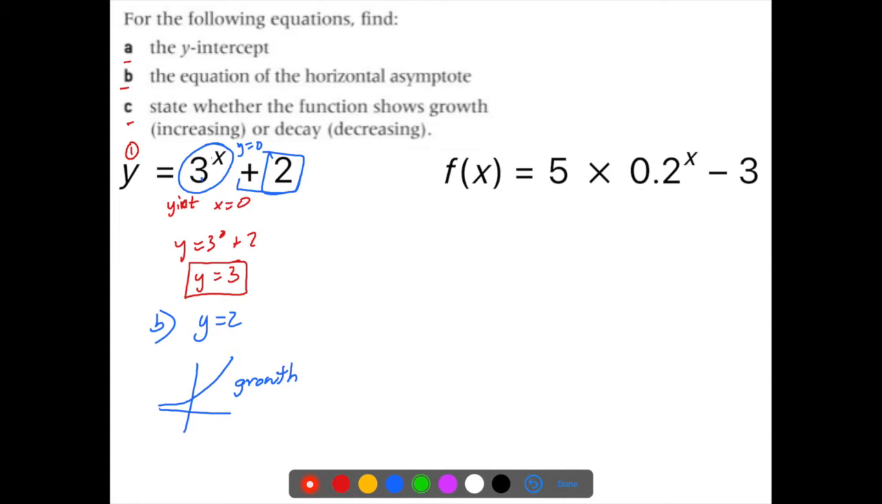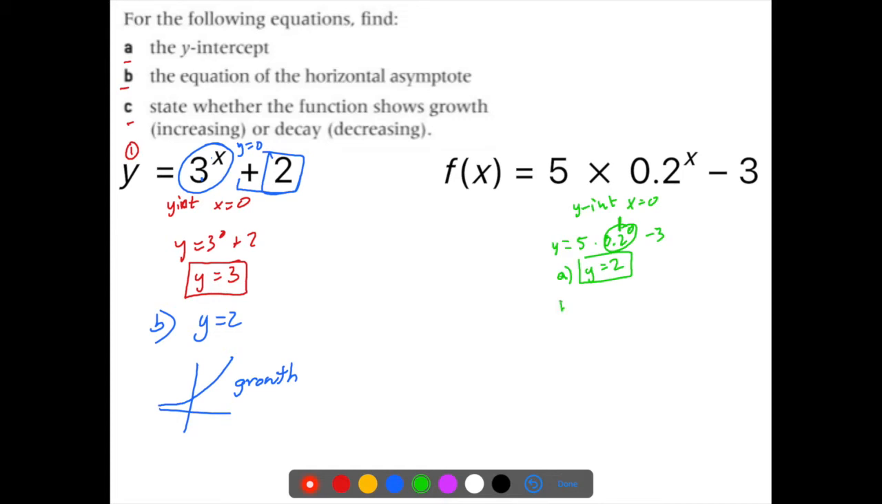Okay, let's go look at the other one. So now we've got f of x equals 5 times 0.2 to the x power minus 3. So first find the y-intercept. Again, the y-intercept is when x equals 0. So I put 0 in. So I go y equals 5 times 0.2 to the 0 power minus 3. Of course, 0.2 to the 0 power is 1. 5 times 1 is 5, minus 3, y equals 2. And of course, you can plug that straight in your calculator. So I got a y-intercept of 2.